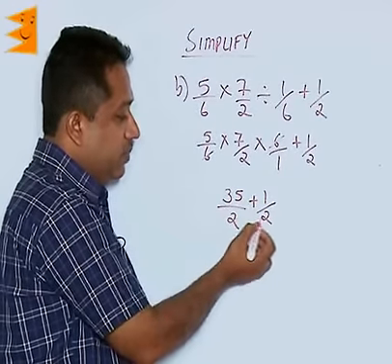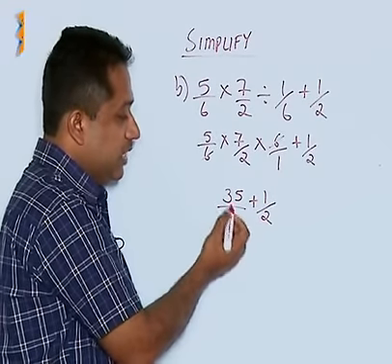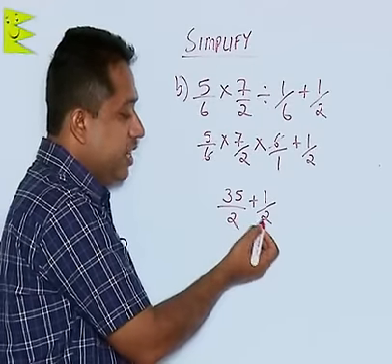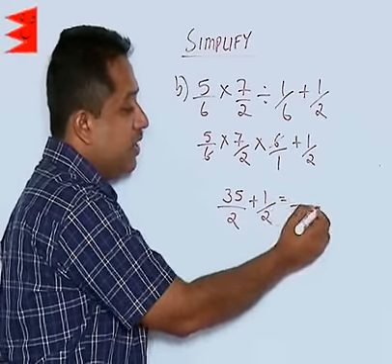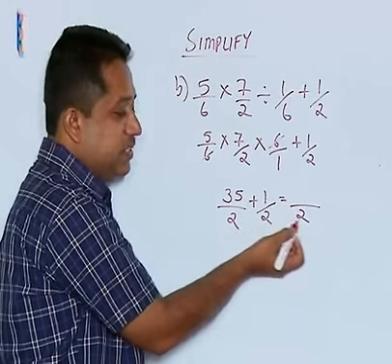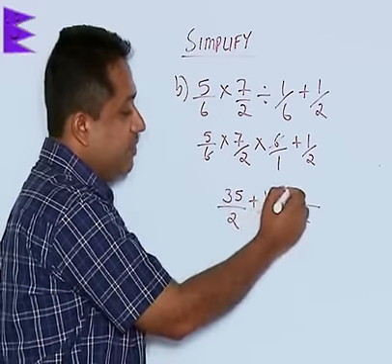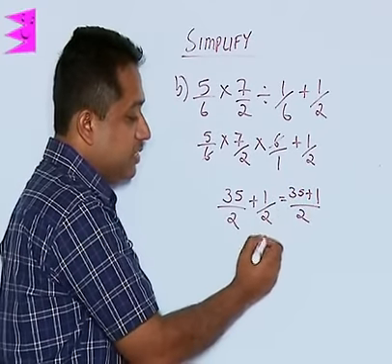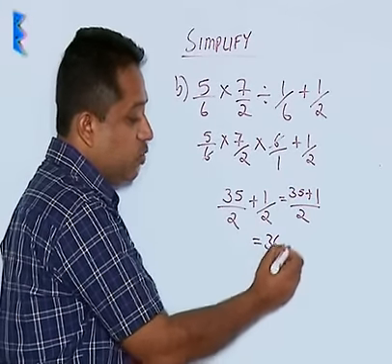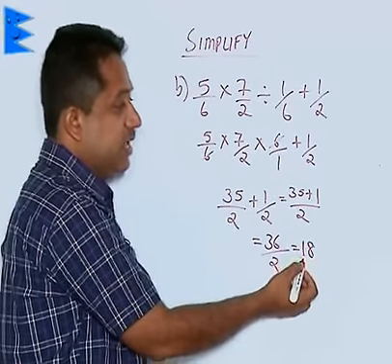Now if you see both the numbers 35 by 2 and 1 by 2, the denominator is the same. So we can simply add them, because the denominator 2 becomes the LCM itself. So directly we can add this, we get 35 plus 1, and we know that 35 plus 1 is 36. So 36 by 2, we get the answer as 18.